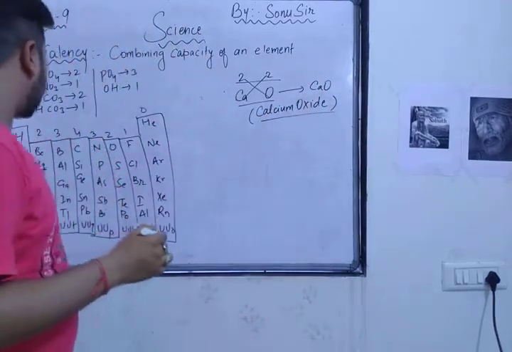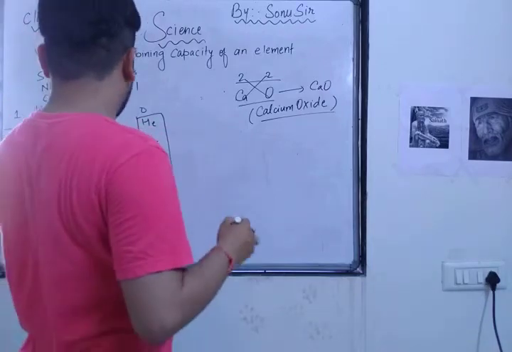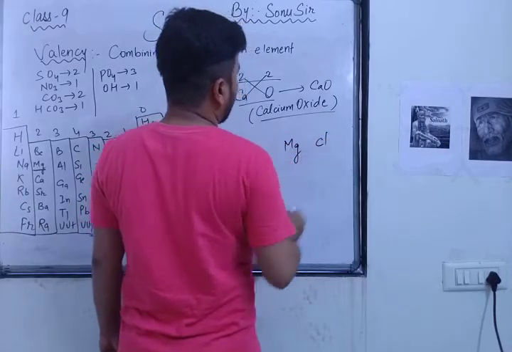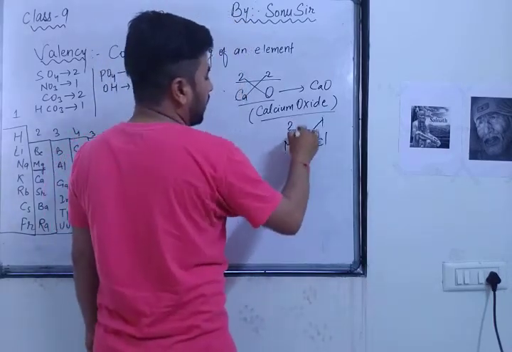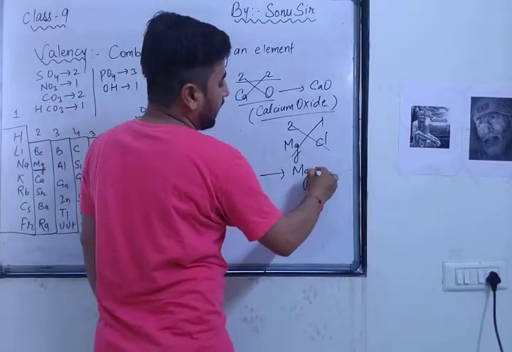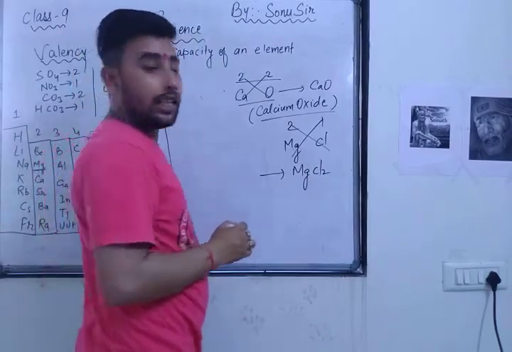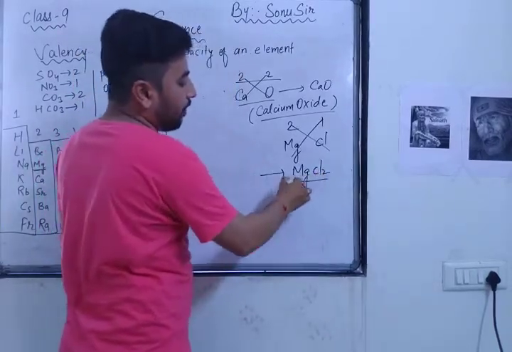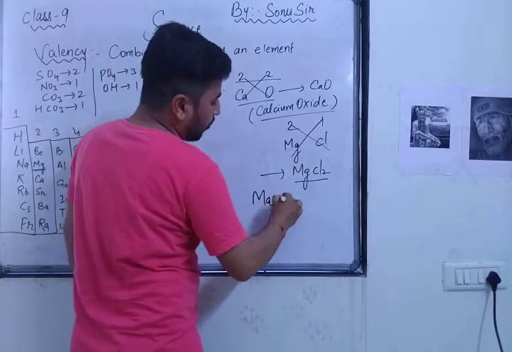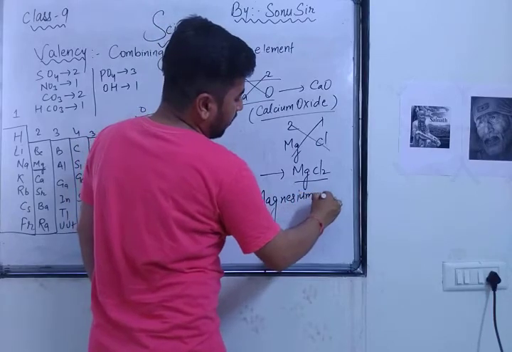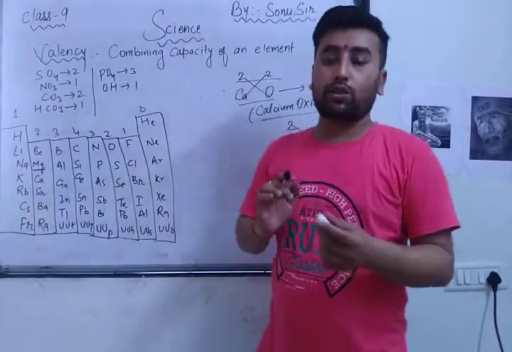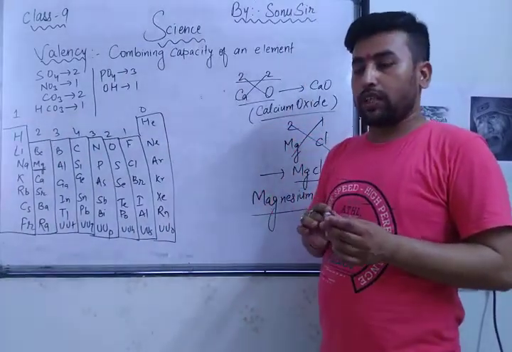Any other, whatever you like, tell me. If I talk about chlorine and magnesium, the valency of magnesium is 2, chlorine 1, so they both will cross over, and the formula will be MgCl2, right? So the formula will be magnesium chloride, MgCl2. What will you write here? Magnesium chloride.